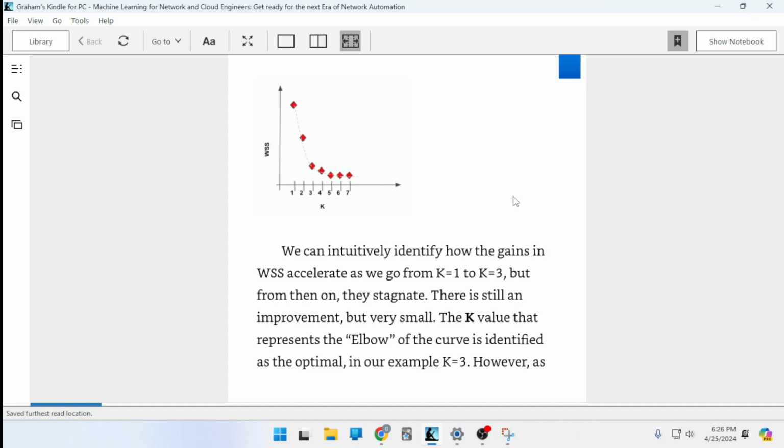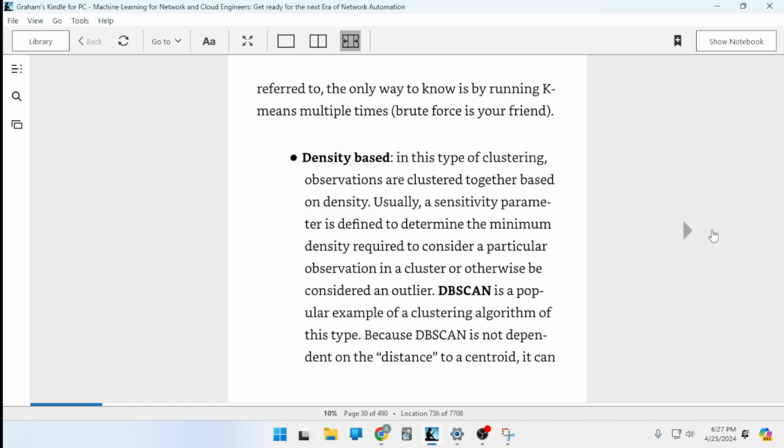We can intuitively identify how the gains in WSS accelerate as we go from k equals 1 to k equals 3, but from then on they stagnate. There is still an improvement, but very small. The k value that represents the elbow of the curve, so that's this one here, is identified as the optimal. In our example, k equals 3. However, as referred to, the only way to know is by running k-means multiple times. Brute force is your friend.